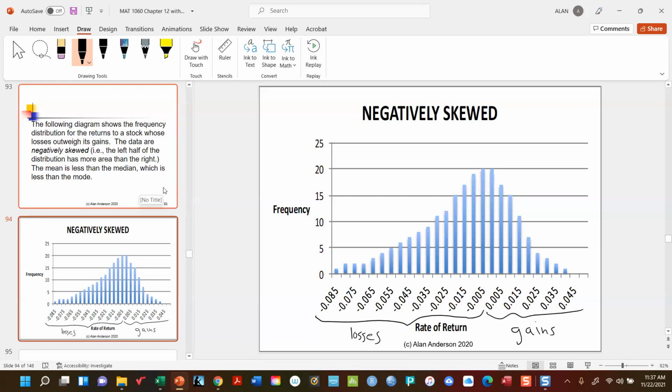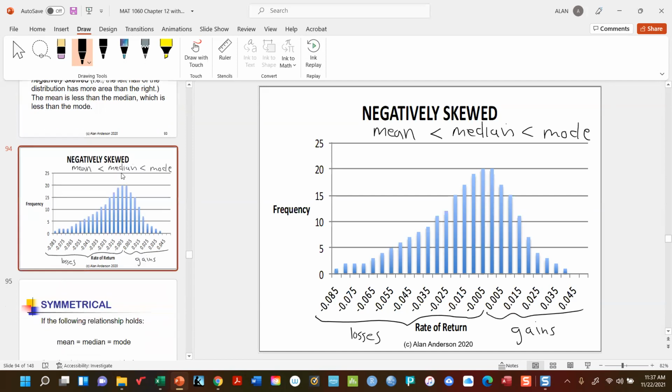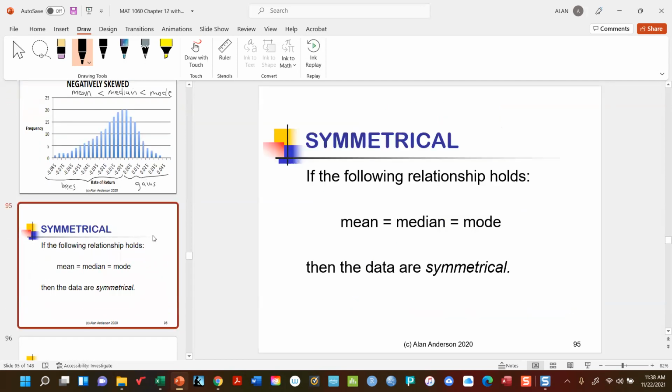So remember, this is the case where we have mean less than median less than mode. We don't want this for our stocks. For other situations, maybe that would be okay, but not so much here. Now, the second case, which is called symmetrical, means that all three of these are equal to each other. The word symmetrical means there's a balance. We're going to see exactly what that means in a second.